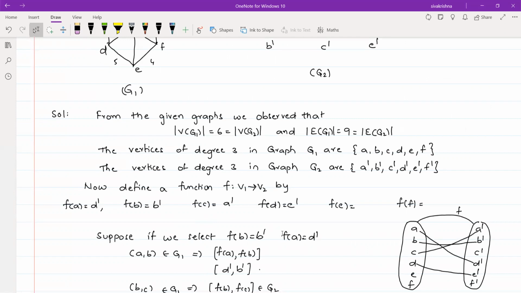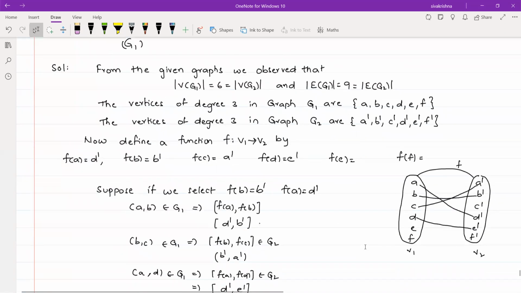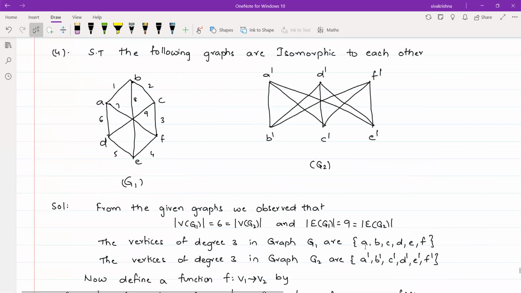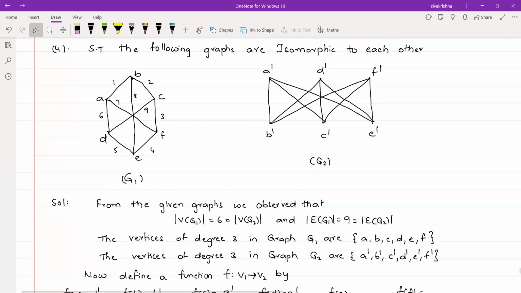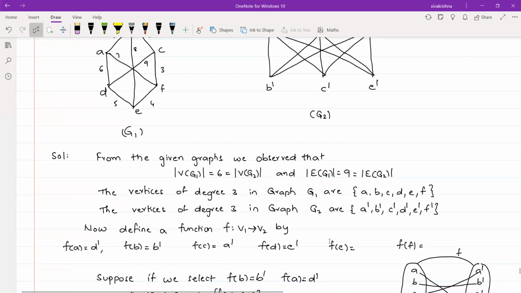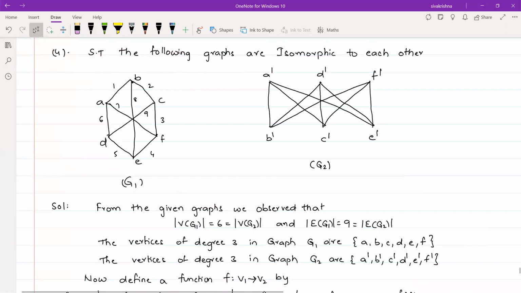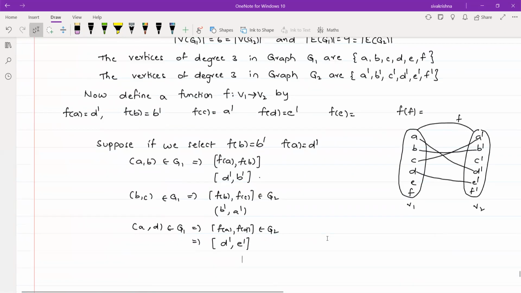After that, we have to choose the image of E. Now we have 2 choices: C dash and F dash. From E dash we have edges to F dash, to D dash, and to A dash. Here A dash and D dash are already selected, so we have to select F dash. So the image of E should be F dash. I am selecting the image of E by F dash, so I write f of E is equal to F dash.